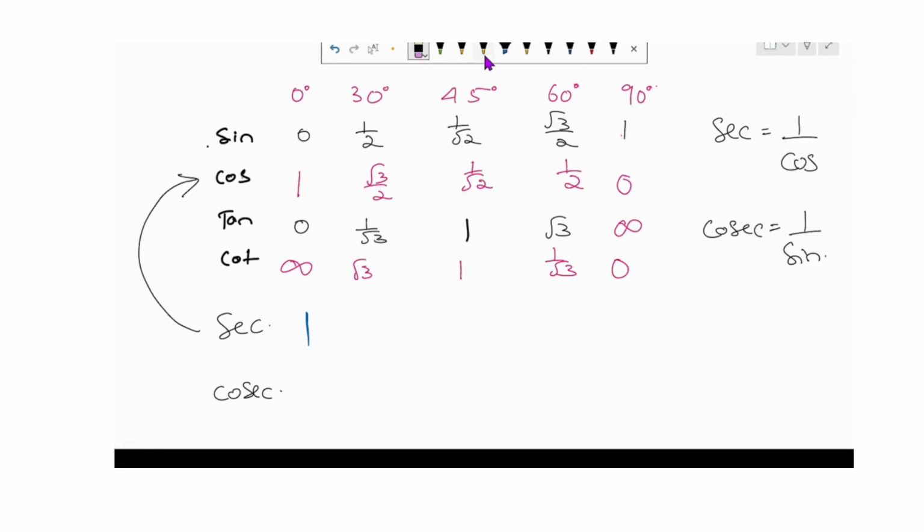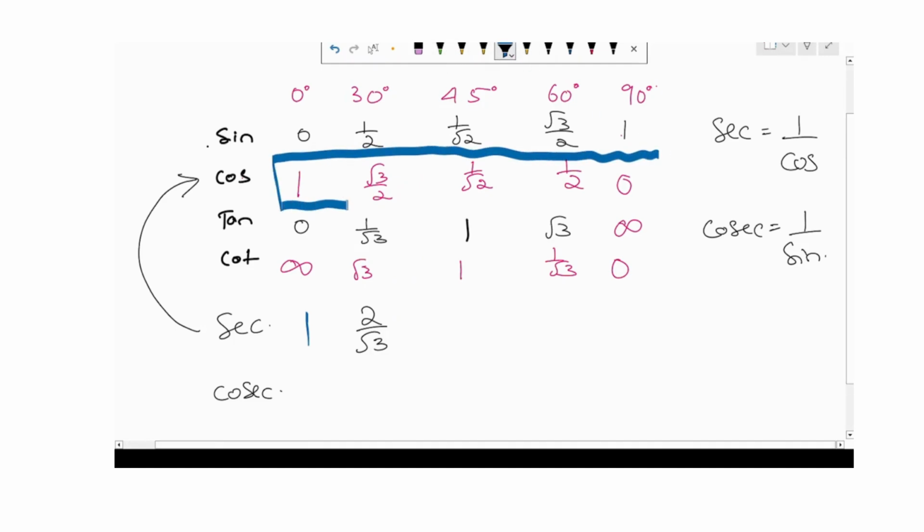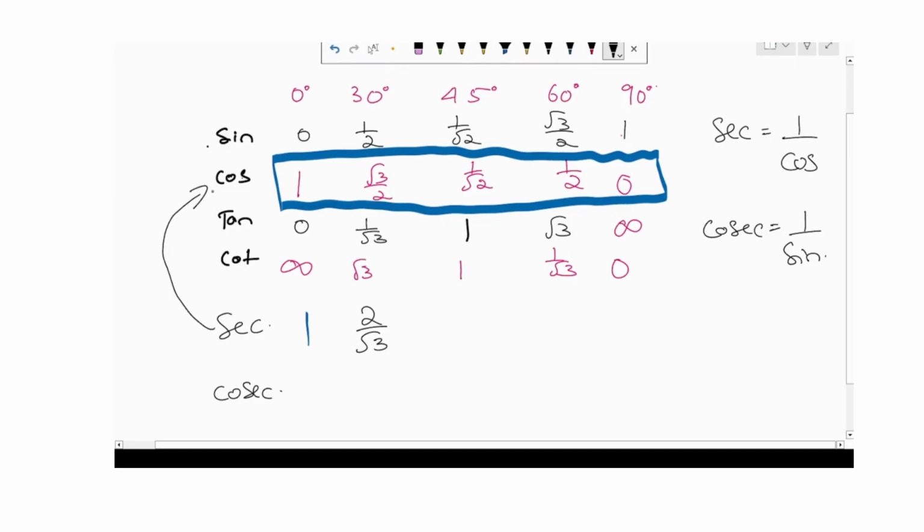Next, what is sec 30? Sec 30 is the reciprocal of cos 30. Cos 30 is root 3 by 2. So, sec 30 would be 2 by root 3. Just reciprocate it. Okay, next value. Just focus on these sec values. Okay, I've highlighted all the cos values. So the arrow is like this. For sec, it is cos. Okay, for cosec, it is sine. These are the reciprocal values.